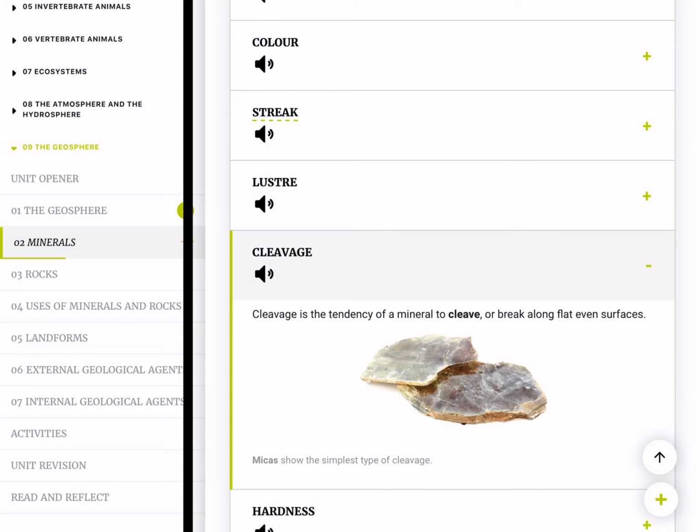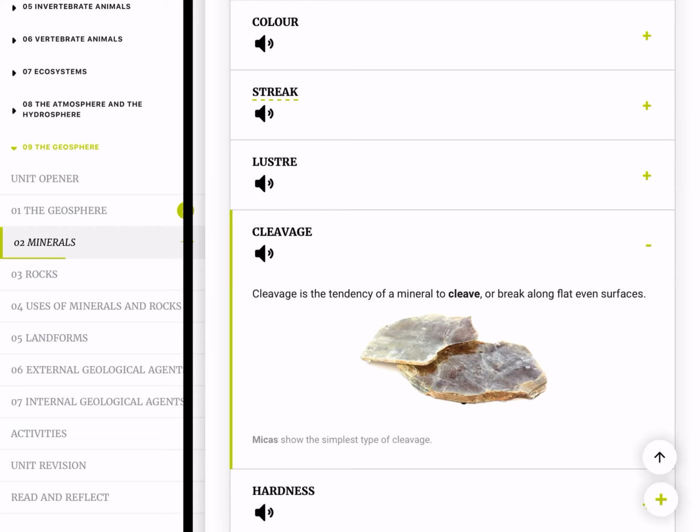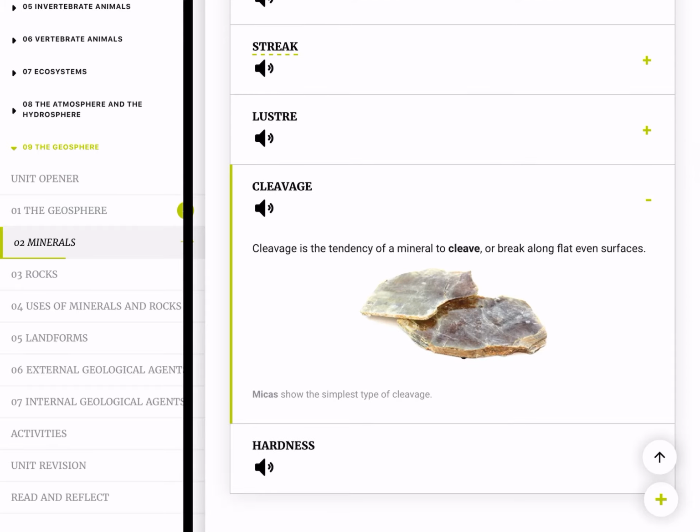The cleavage is the tendency of a mineral to cleave, or break along flat surfaces. For example, muscovite or biotite. Muscovite and biotite are both micas. The picture shows us a mica, and micas show the simplest type of cleavage, because as you can see, they produce leaves.